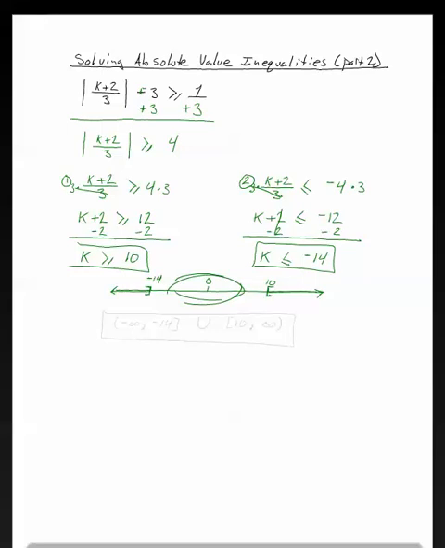So my first one is from negative infinity up to and including negative 14. Close it with a bracket. And then to close this gap, I use the union sign. And then it runs from 10 all the way to positive infinity. And that's our solution in interval notation.